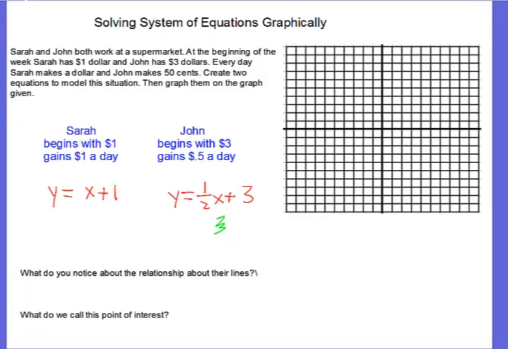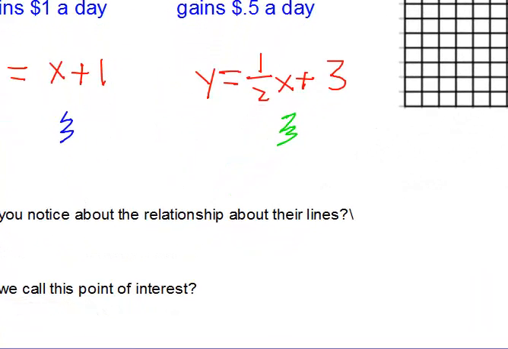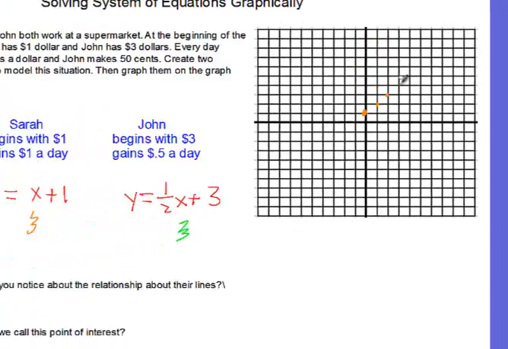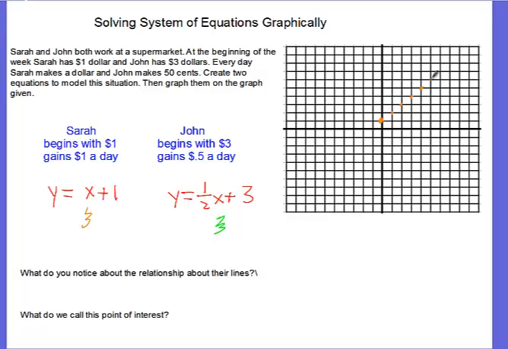Okay. Then it asks us to graph them. I'm going to graph Sarah in orange, John in green. All right. So Sarah, she has a y-intercept of 1. Okay, and then she has a slope of 1. So we go up 1 over 1, up 1 over 1, and so on. Now, when we graph lines, I know that we only need 2 points for the line, but when we talk about systems of equations, we want to find out a certain point on the graph. So make sure you put more than one dot, okay? Just makes your life easier. Trust me. Just make more than one dot.